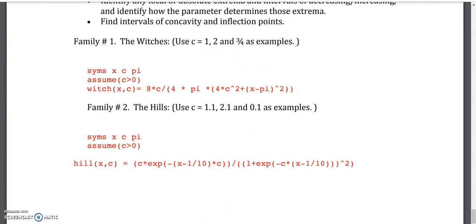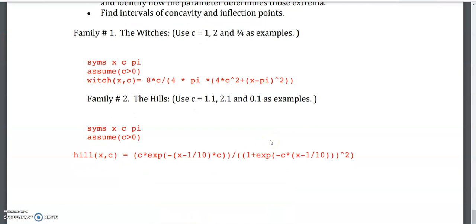So that completes our lab 10, analyzing families of functions. And I don't think it's going to be hard because it's just repeating the same thing that I've shown you. So yes, that completes it.